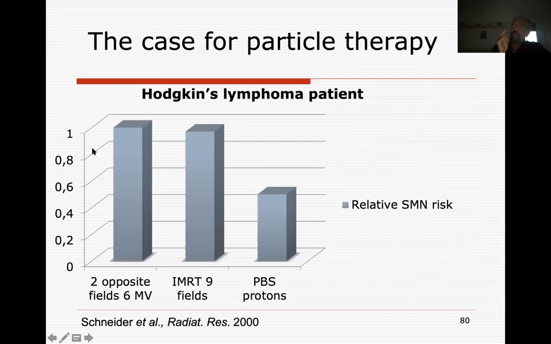Now, if you go to the lymphoma case that we discussed last time, this is an old paper from 2000, and it's not a measurement, it's a simulation, showing that indeed, if you compare two opposite fields, 3D CRT for Hodgkin's lymphoma, this is the relative risk of second cancer, IMRT 9 fields practically the same, but pencil beam scanning protons, you should have a very substantial reduction in the risk that you see here.